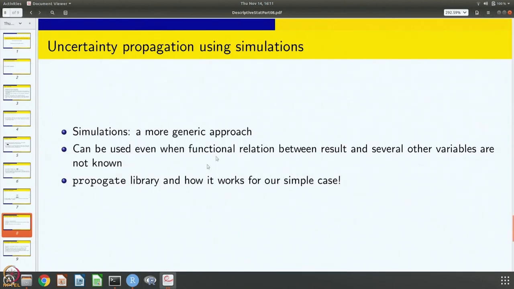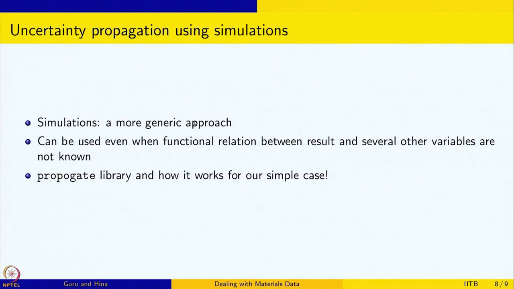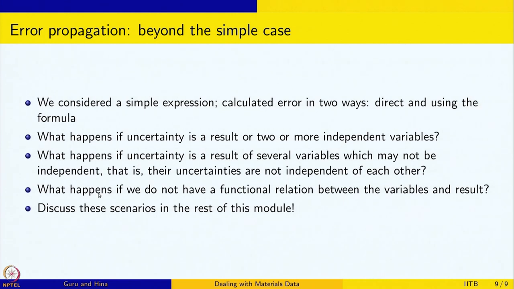So let us go back. Simulation is a more generic approach, and the propagate library allows us to do that. Beyond this, we looked at a very, very simple case, right? There is just an expression that connects delta to sigma, and you can calculate the error directly, or using the formula based on the partial derivative, or you can even do some simple generation of data using a Monte Carlo simulation, and then find out how the error propagates.